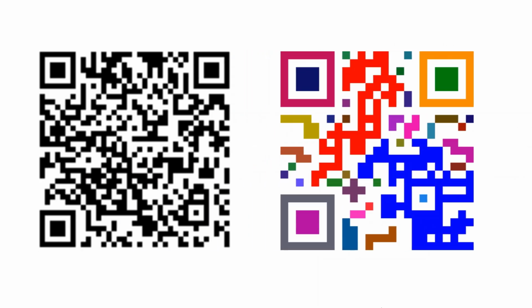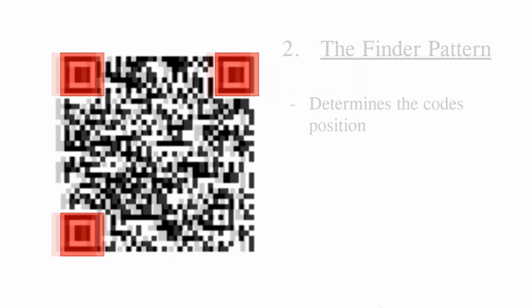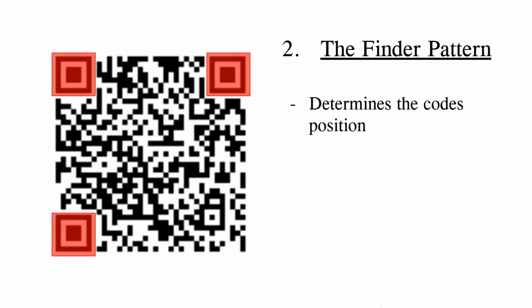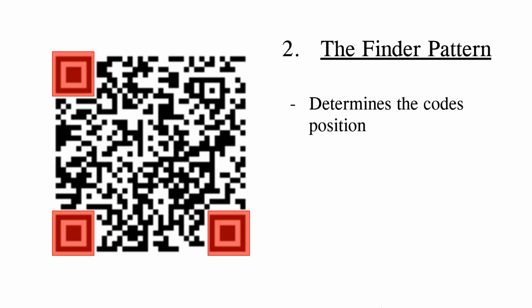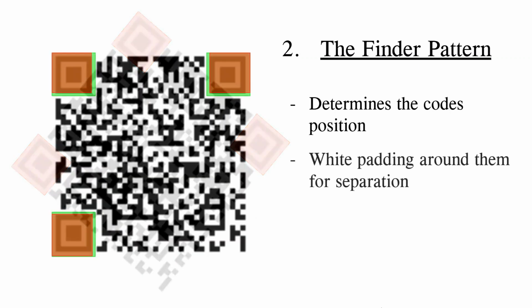The second part of a QR code is the most prominent bit, the finder pattern. These are the three huge boxes in the code's corners. They're important to tell what position the QR code is in, upside down, right side up, sideways, etc. These have a strip of white modules around them to separate them from the rest of the code.